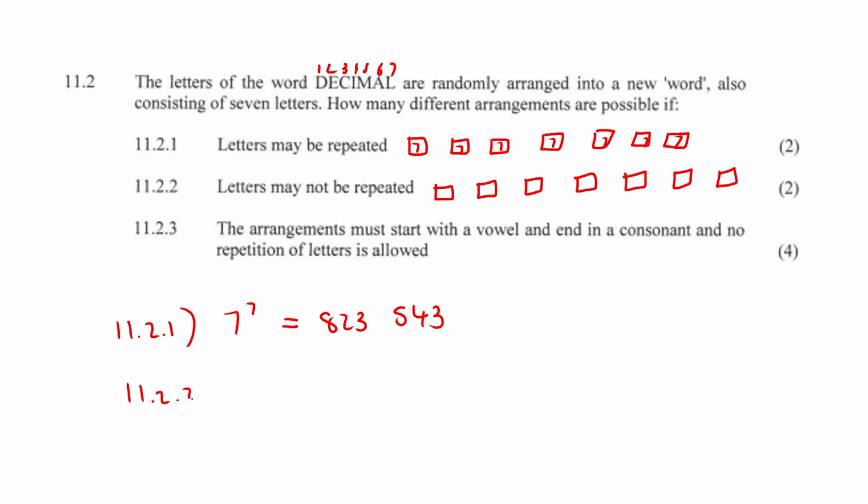For 11.2.2, the letters may not be repeated. So all 7 options are possible in the first block. In the second block, 6 options are possible, and then 5 options, and then 4 options, and then 3 options, and then 2 options. I'm so silly, I forgot 4. My mistake, sorry. So 7 times 6 times 5 times 4 times 3 times 2 times 1.